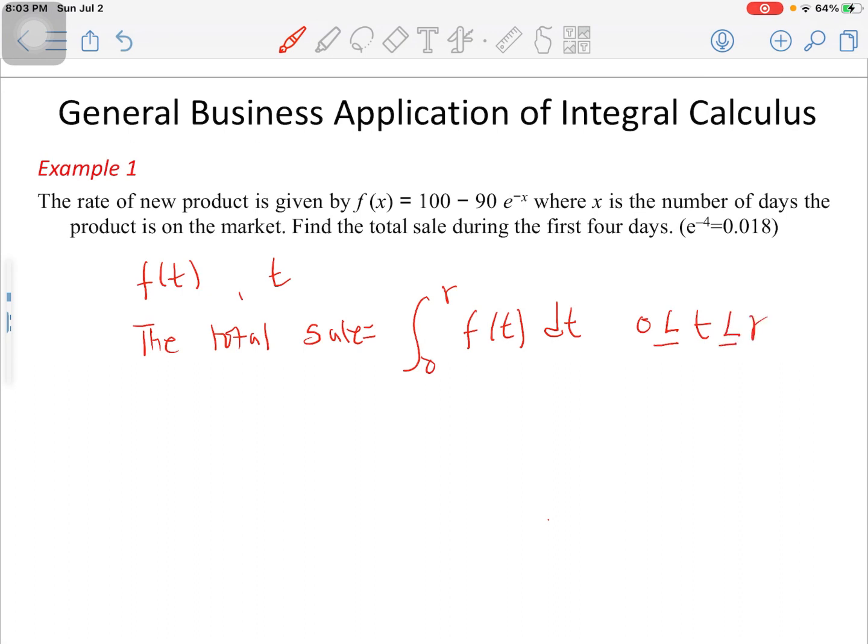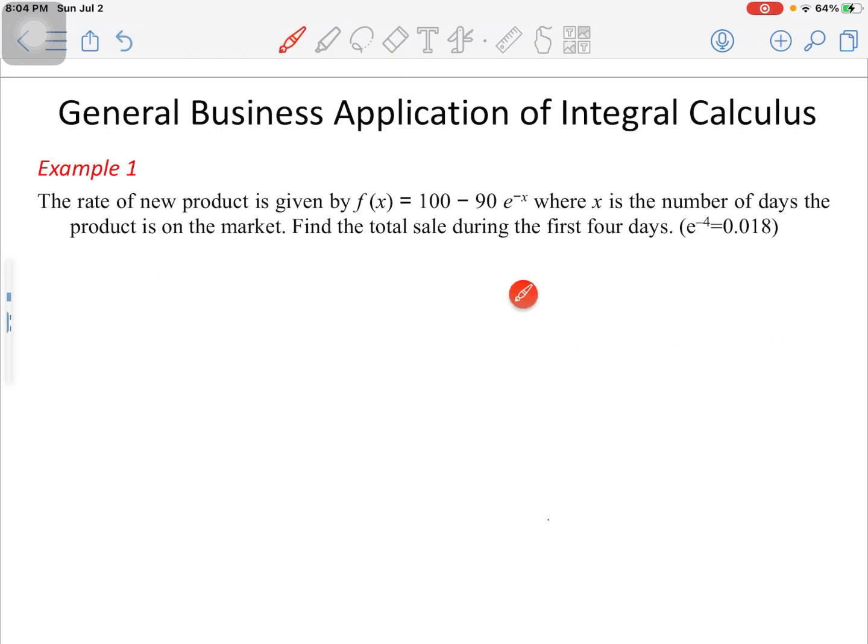To understand these questions more, we have decided to actually solve some general business applications of integral calculus so that you can get a deep understanding of whatever we are saying over here. So not to waste much time, I would like us to move straight to the examples and start solving them. So, example 1.